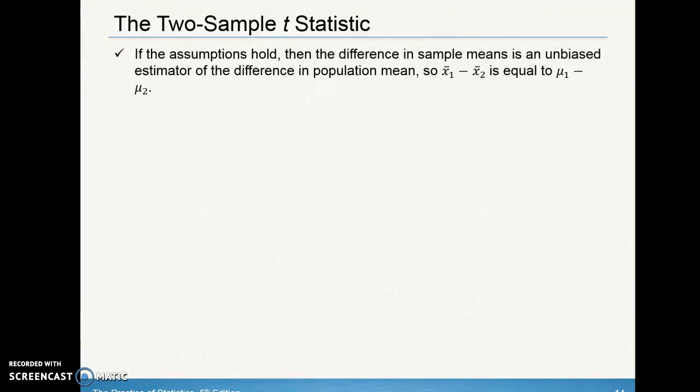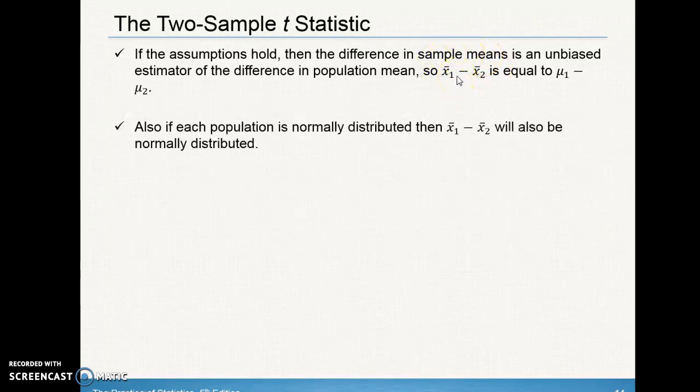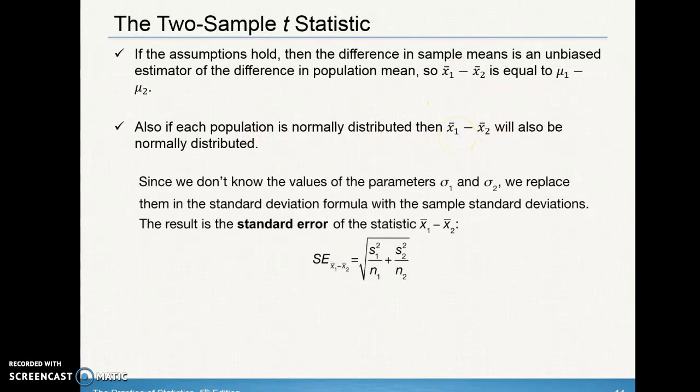So if the assumptions hold true, so those are our conditions, assumptions and conditions are the same thing, then we can state that the difference, okay, in our sample means is an unbiased estimator of the population mean. So remember, unbiased estimator means that the sample mean is equal to the population mean. Remember, if each population is normally distributed, then the difference in the sample means will also be normally distributed.